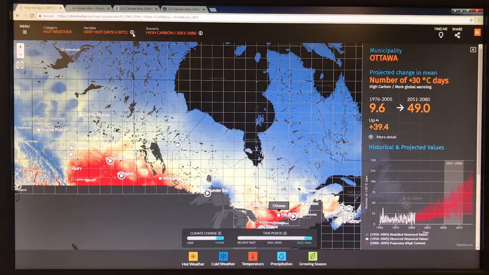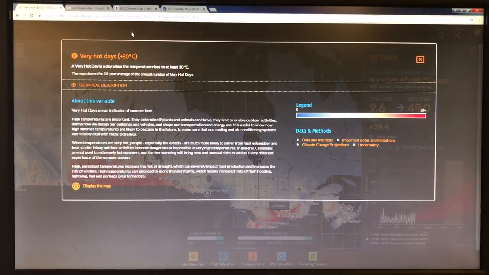And to get information on what it means, if you just click information, this is very hot days, plus 30. Temperature rises to at least plus 30. And it talks about why high temperatures are important for plants and animals to thrive. You can't be too hot. Temperatures can limit or enable outdoor activities, and it also gives some information about how, especially when temperatures are very hot, the elderly and the very young are more susceptible to heat exhaustion and heat stroke.